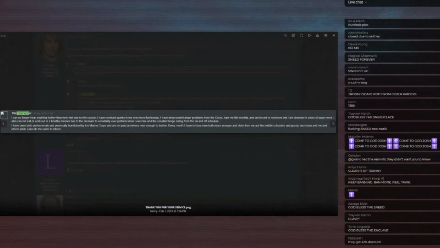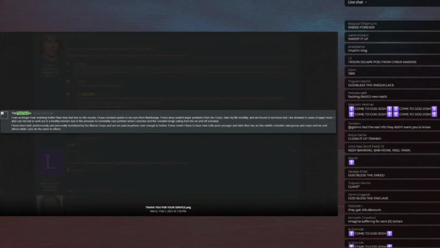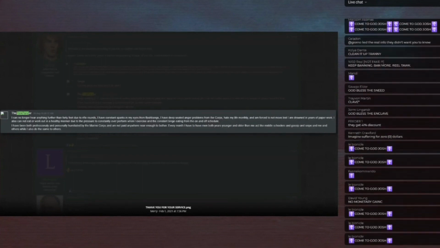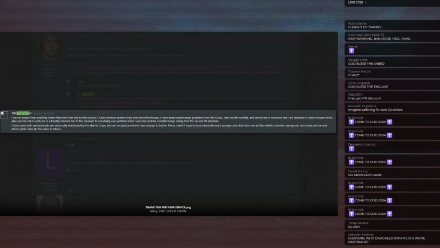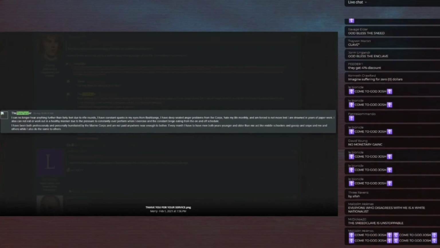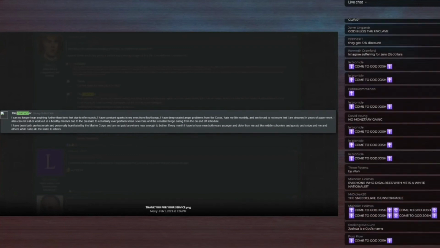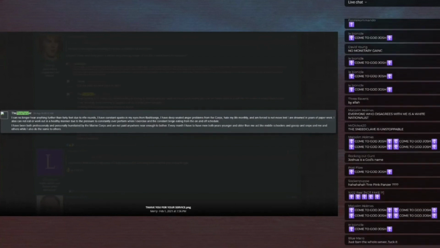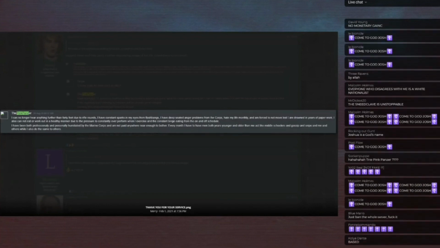I can no longer hear anything further than 40 feet away due to rifle rounds, and I have constant sparks in my eyes from flashbangs. I have a deep-seated anger problem from the Corps, hate my life monthly, and am forced to not move lest I am drowned in years of paperwork. I also cannot eat or work out in a healthy manner due to the pressure to constantly overperform when I exercise and constant binge eating from the on and off schedule.